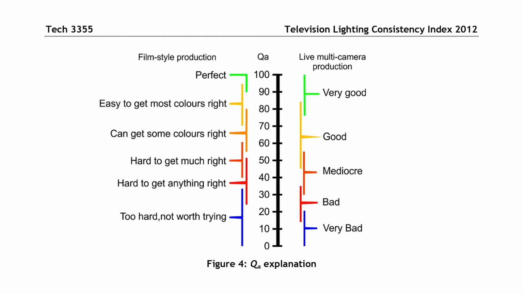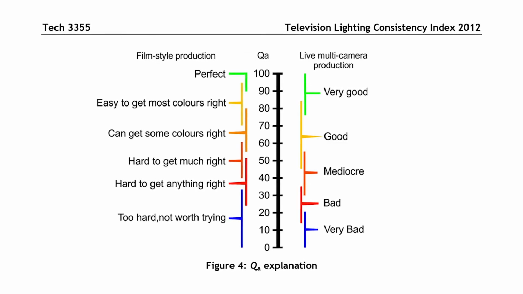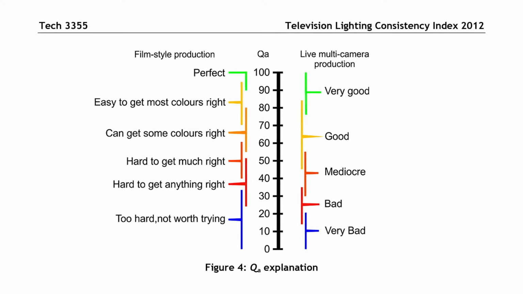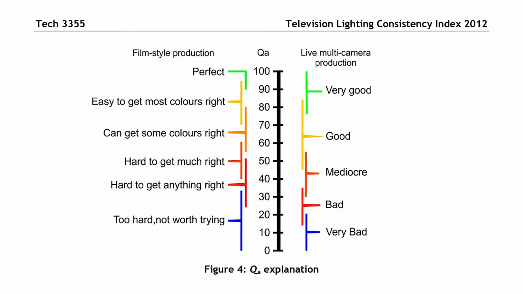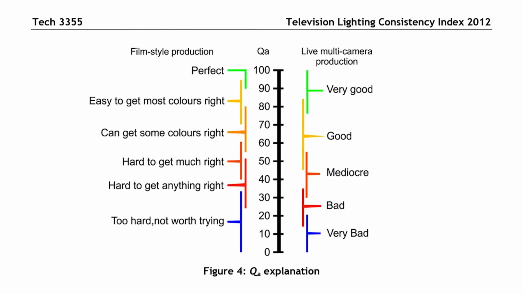Its score is evaluated in 2 ways. One for a film-style production in which you will be color grading later, and a broadcast-style production in which live footage will be going straight out to the viewer. Here we show you the scale these scores are based upon, taken from the EBU, the European Broadcast Union Tech 3355 document. TLMF, the Television Luminaire Matching Factor, is a companion metric to TLCI.